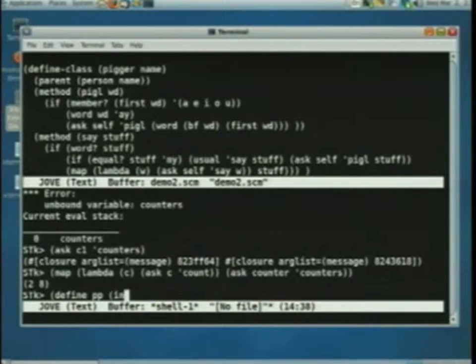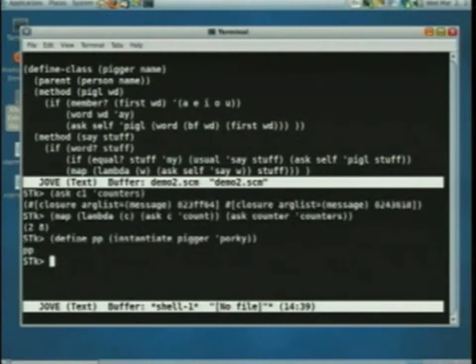Need to instantiate pigger porky. I'm saying this again because I now have a new class pigger. That's important too. When you redefine a class, any instances you may have made are still instances of the old class. So if you want instances of the new class, you have to make them over again. You will find often that if you redefine a class, the easiest thing to do is quit Scheme and just start it again and load your new definition in.